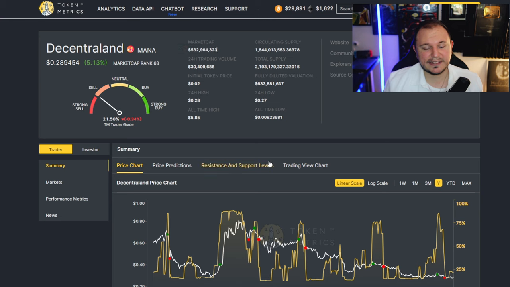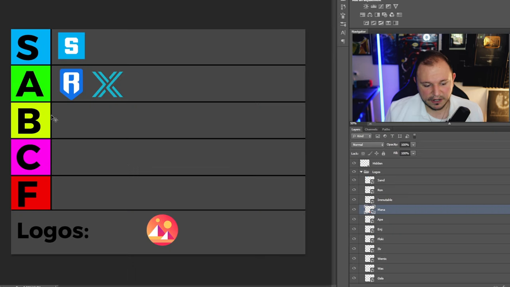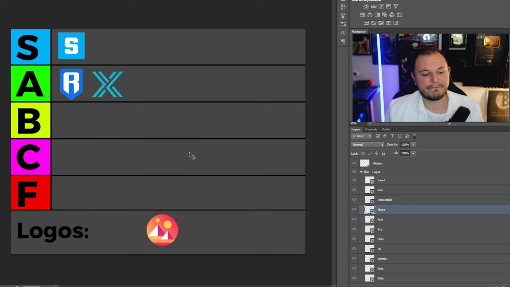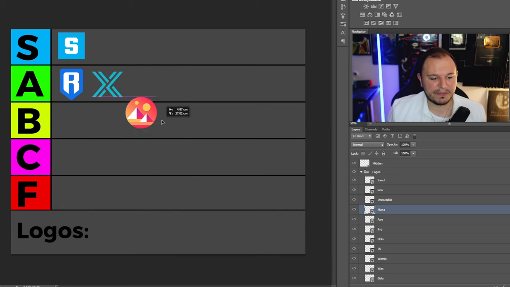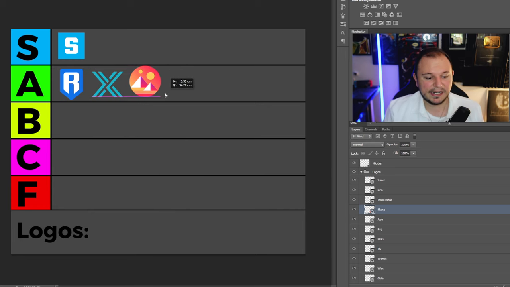If I was to rate Decentraland as a game, I would most likely put it on the B or C tier. At this point, I'm not convinced that I will play Decentraland in the future. I do like Decentraland's poker, but apart from that, I'm not the biggest fan of the game, but I am a fan of the coin Mana, and for me, Mana is an A tier coin, less than Ronin and Immutable X. That being said, moving on to ApeCoin.